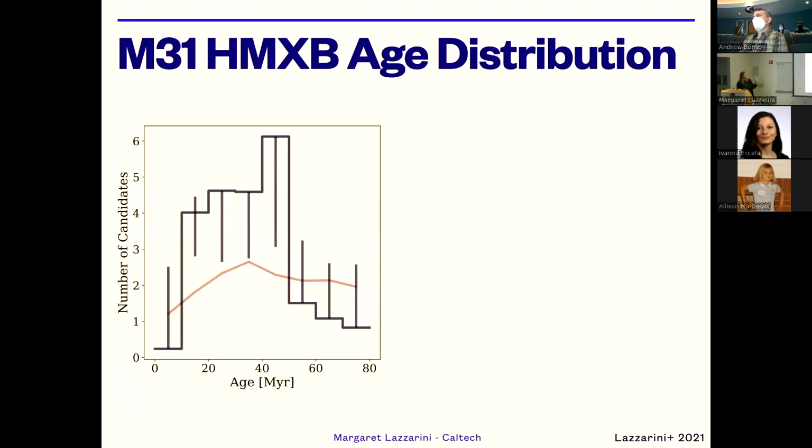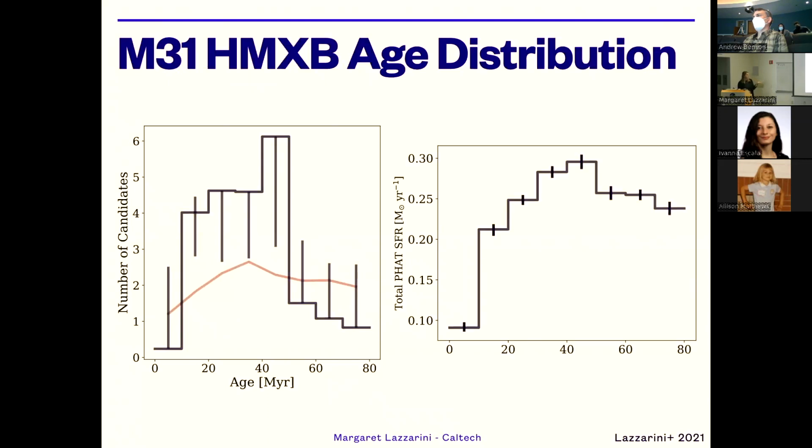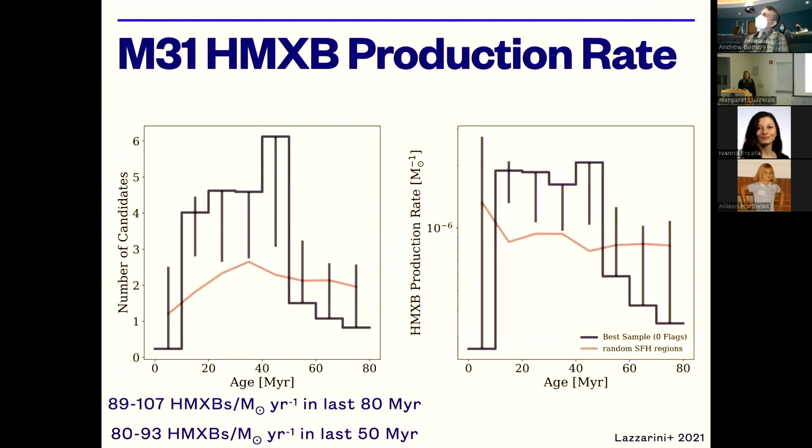So if we combine this age distribution with the overall star formation history in the area that's covered by both our X-ray and optical surveys, we can then back out an HMXB production rate over time. So how many high mass X-ray binaries are we forming per unit of stellar mass being formed in these galaxies? And that's what I'm showing on the right here now. So you can see that this HMXB production rate in M31 is elevated at this 10 to 50 million year time scale.